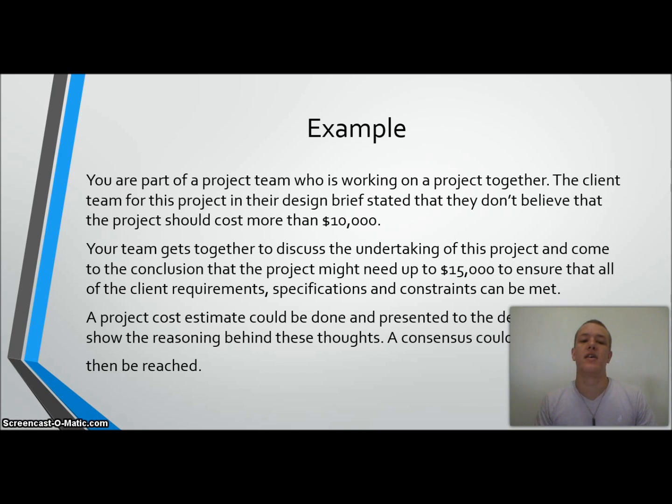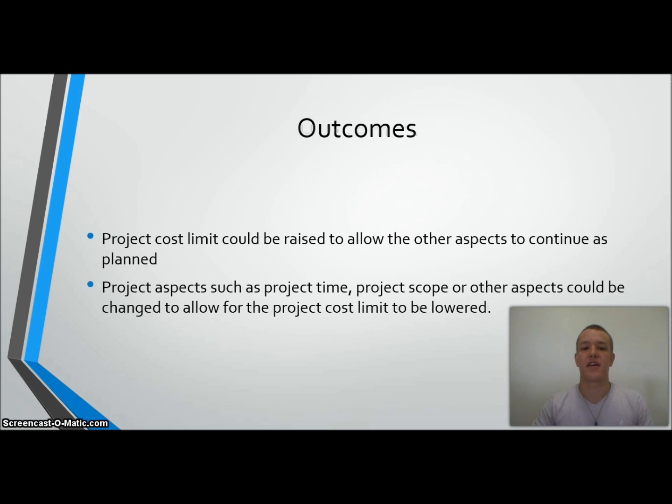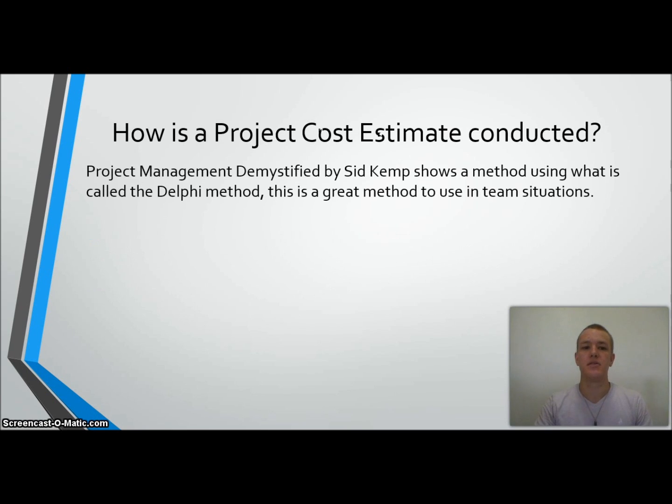So a project cost estimate should be done and presented to the team to show the reasoning behind these thoughts, and a consensus between the team should then be reached. So the outcomes for this is that a project cost limit could be raised to allow the other aspects to continue as they have been specified, or the other aspects should be changed and altered to allow for the project cost limit to be set at the lower value.